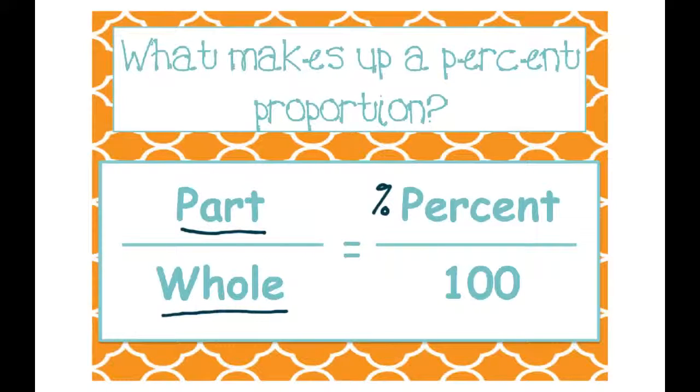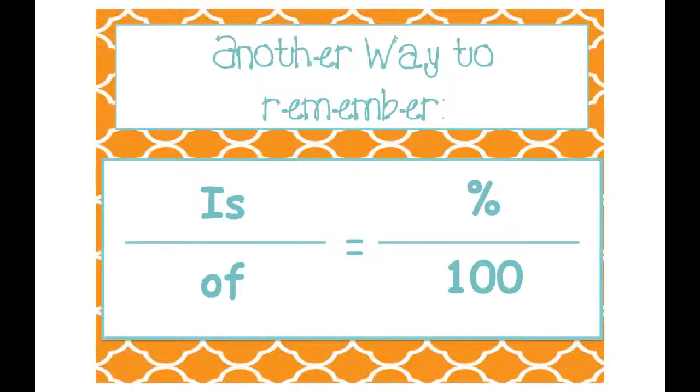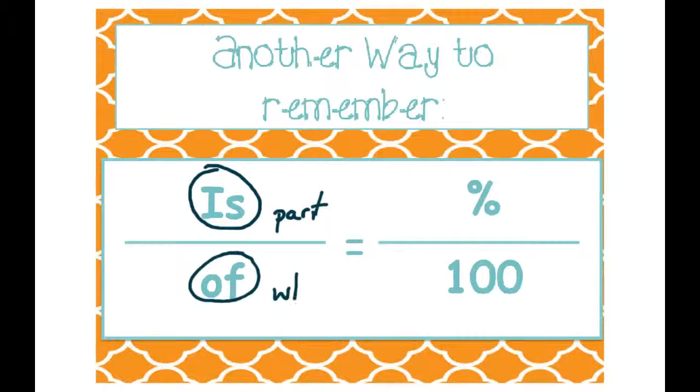So there's another way to look at this. Let's look at the next slide. We can also remember these two words. If there's something connected to the word is, it's going to be the part. And if there's something connected to the word of, it is going to be the whole. So keep that in mind as we work some practice problems.